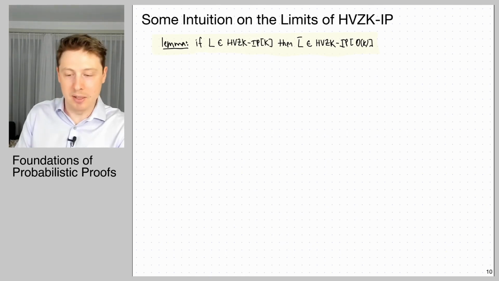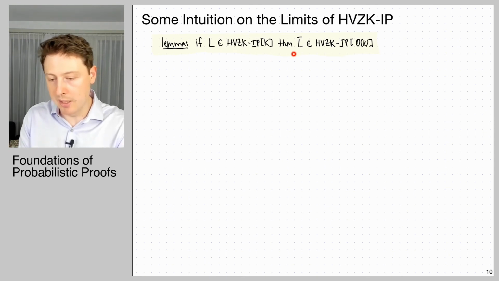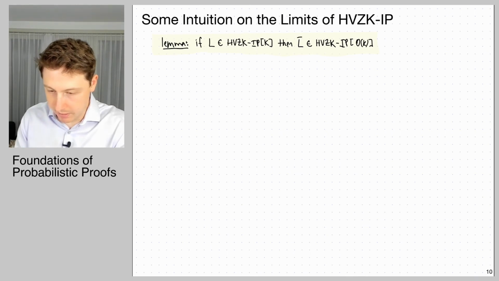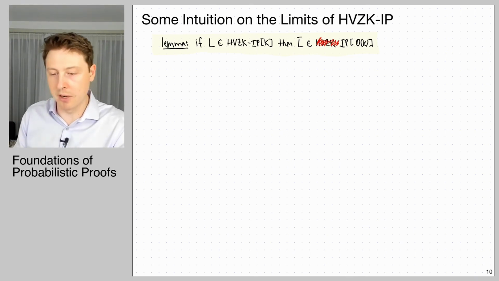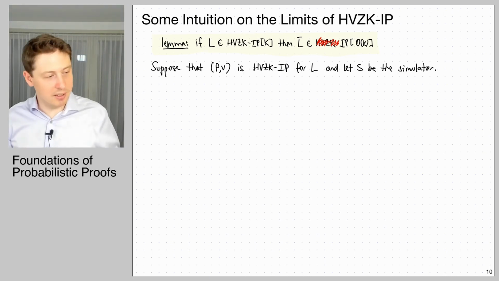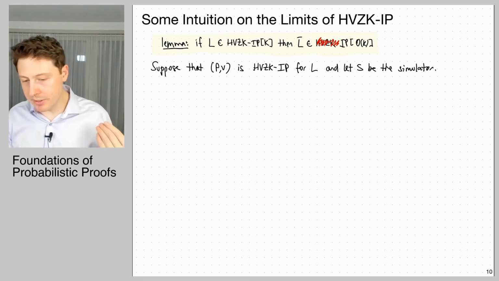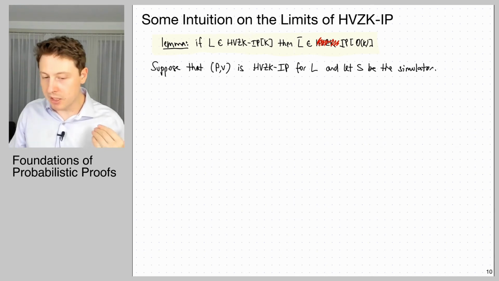So here's one of the lemmas that goes behind the theorem I mentioned earlier about the limitations. It says that if your language has an honest verifier zero knowledge interactive proof with, say, k rounds, then its complement has just a normal interactive proof with roughly k rounds. How you get started in this lemma, which we're not going to see in full, we're going to see just an example, is very curious.